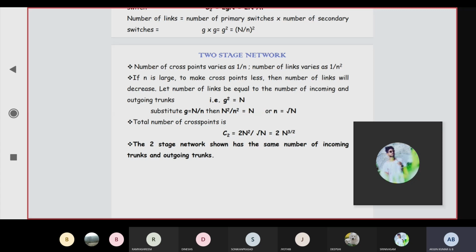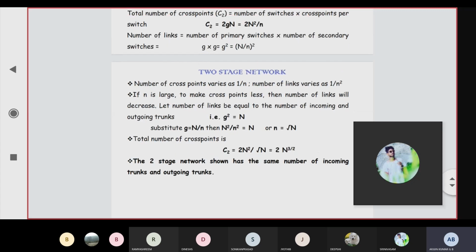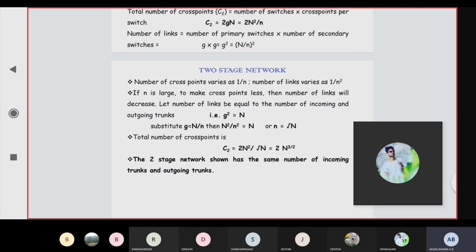Then the total number of cross points, C2, is equal to what? We know the equation of C2 is 2N square by n. Substituting n is equal to square root of N, we get C2 is 2 into N to the power of 3 by 2. That's the two-stage network with the same number of incoming and outgoing trunks. Clear about this one? Any doubt regarding this substitution? It is a very simple substitution.